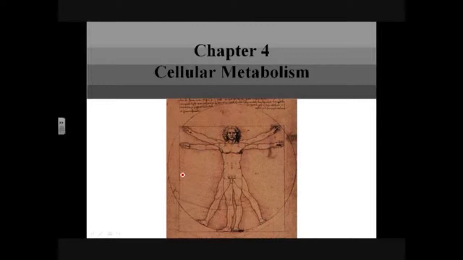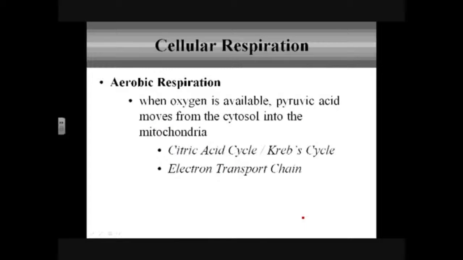Okay guys, in this particular lesson what we're going to talk about is cellular respiration. So let's talk about aerobic cellular respiration. We know that aerobic is for when there is oxygen, and in this case what happens is that the pyruvic acid, the pyruvate, is going to move into the mitochondria. So mitochondria is where the majority of all of that energy is going to be generated.